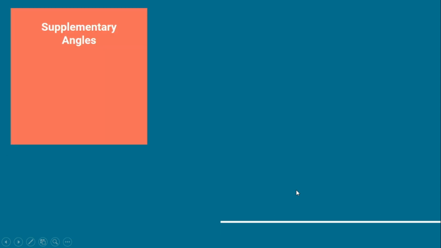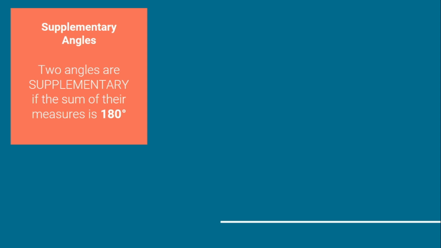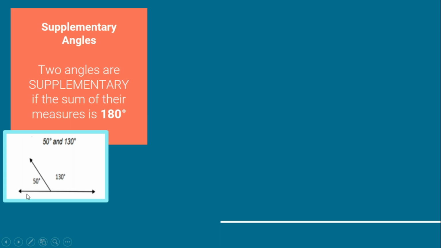How about supplementary angle? So, kung meron tayong complementary angle na may 90 degrees for the sum of the measurements of two angles, for supplementary angles naman, two angles are supplementary if the sum of their measures is 180 degrees. So, 180 naman this time. So, let's have the first example. I have here one angle that forms 50 degrees and the other one is 130 degrees.